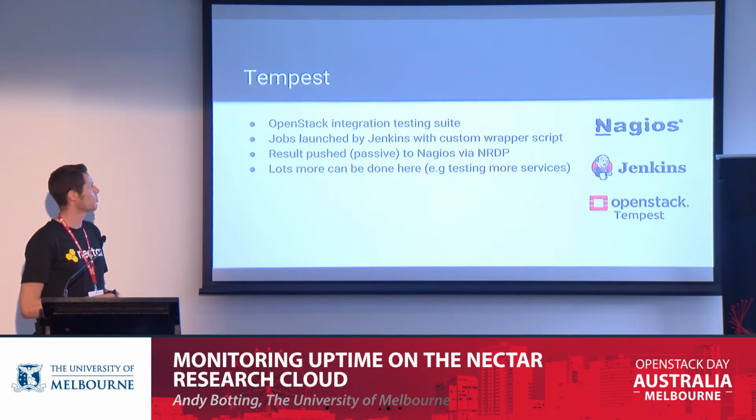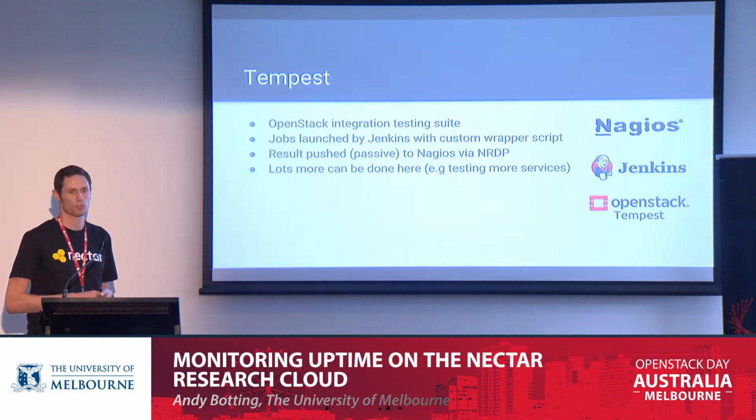So I talked a little about Tempest before. It's the OpenStack integration testing suite. The way that we use this through Jenkins is that we have a custom wrapper script, and we push the results passively to Nagios through NRDP.